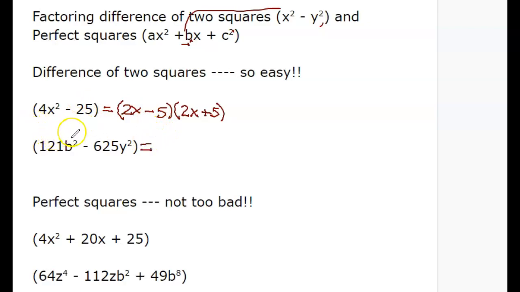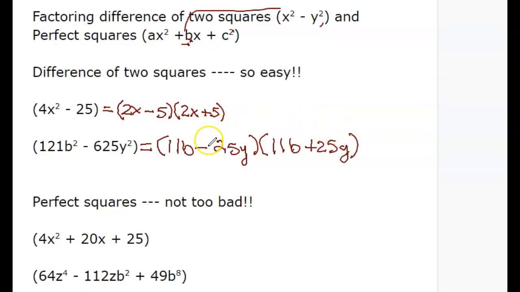So 121b squared minus 625y squared, there's a minus in between. 121 square roots to be 11, 625 square roots to be 25. The exponents on both of these terms are also perfect squares, so this is going to work. So 11b minus 25y and 11b plus 25y. It doesn't matter if you put the plus or the minus first, doesn't really matter.